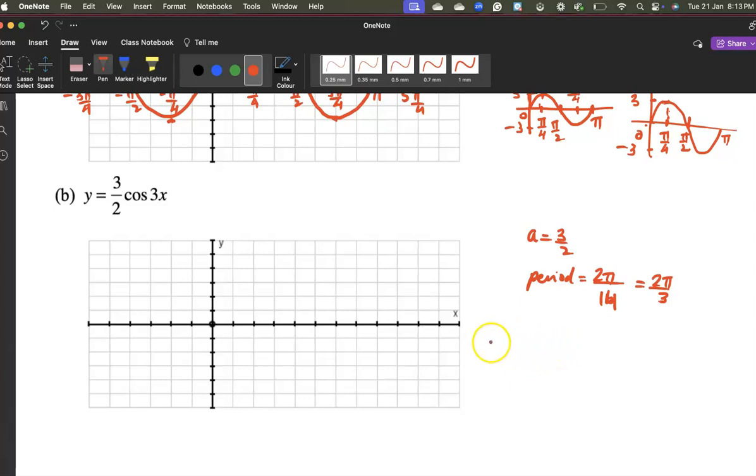Now listen. In rough you'll draw the cos graph. So the cos graph starts with 1 and this is the maximum. Now in this case your maximum is the amplitude. So that means this will be 3 by 2, 1.5, and this will be minus 1.5. So this is the easy part of it.